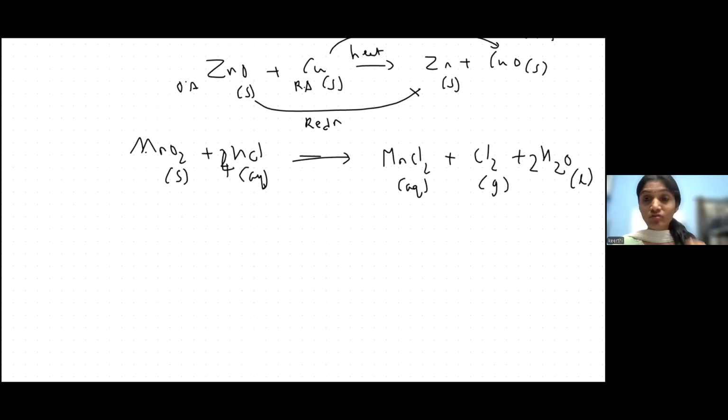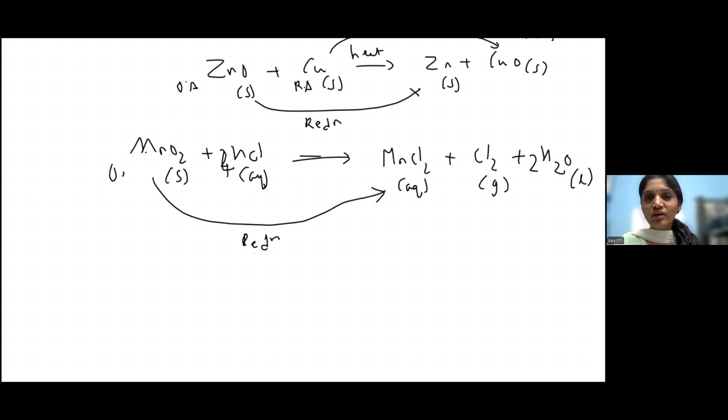I have two oxygens here, two oxygens here. Four hydrogens this side, four hydrogens this side. Four chlorines here, four chlorines here. Here what is happening? Manganese oxide is getting converted into MnCl2, and this reaction is my reduction reaction, and MnO2 is my oxidizing agent.